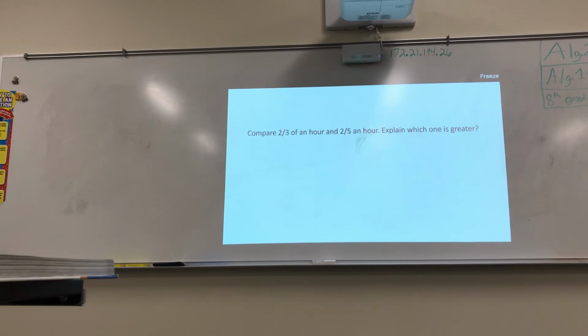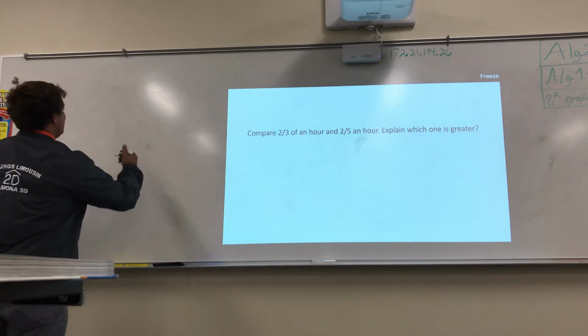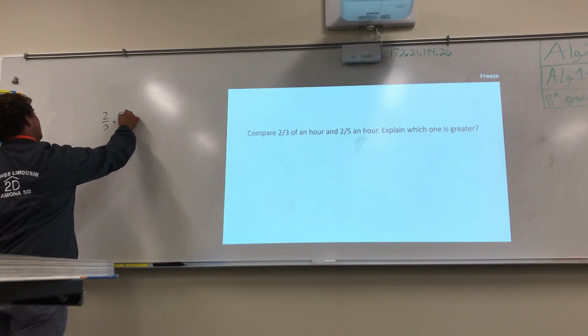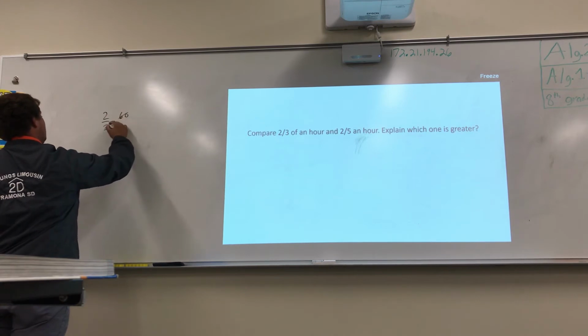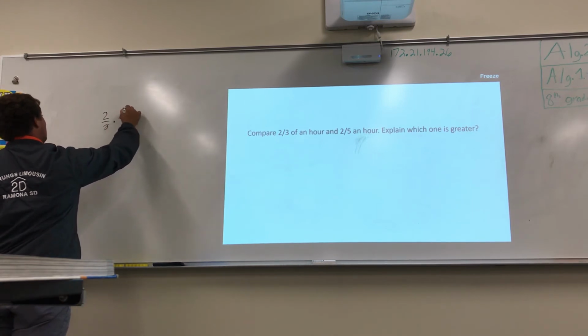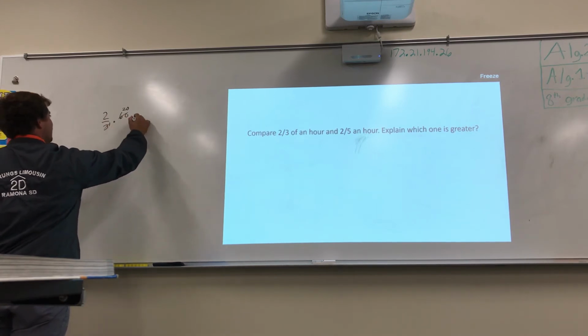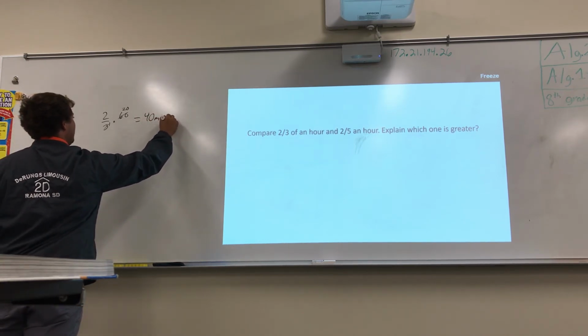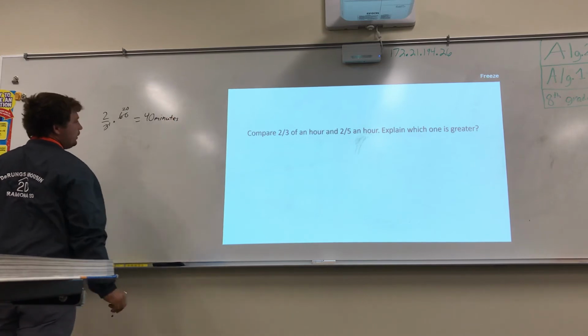Compare 2/3 of an hour to 2/5. Explain which one is bigger. Okay, so how many minutes are in an hour? I hope to God you say 60. 2/3 times 60. Cross reduce. That's going to leave me 20. That's going to leave me 1. So that's 40 minutes. You guys probably didn't have to do that to know that. Maybe you did, maybe you did.